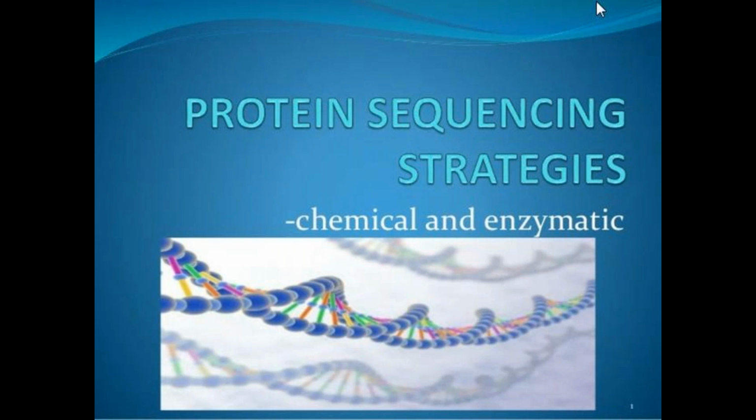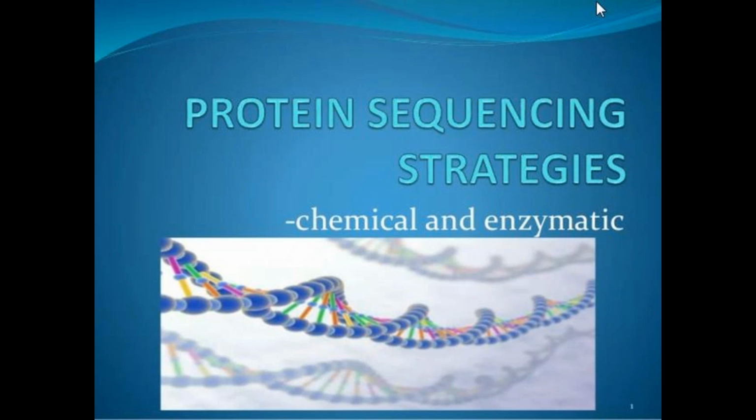DNA sequencing is there, protein sequencing is there. From the DNA, proteins are coming. That means from the sequence of the DNA, we are determining the protein sequence, which amino acids are coming from the DNA. Okay, and in the proteins also different amino acids are present, and that we have to determine. And that is called the protein sequencing strategies.